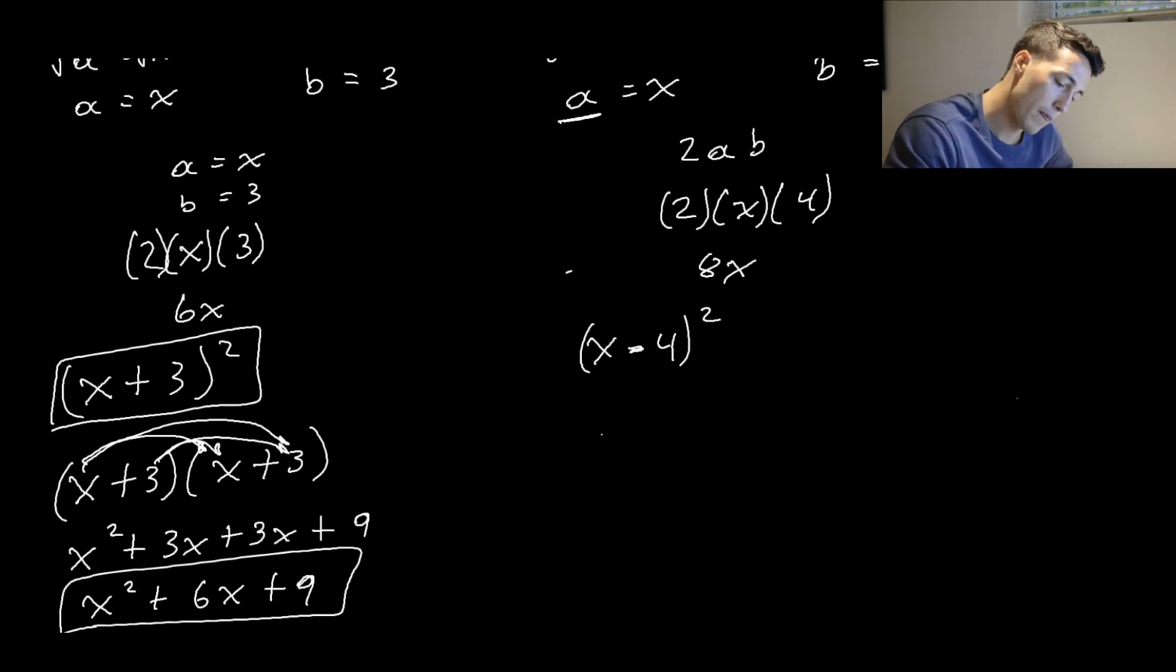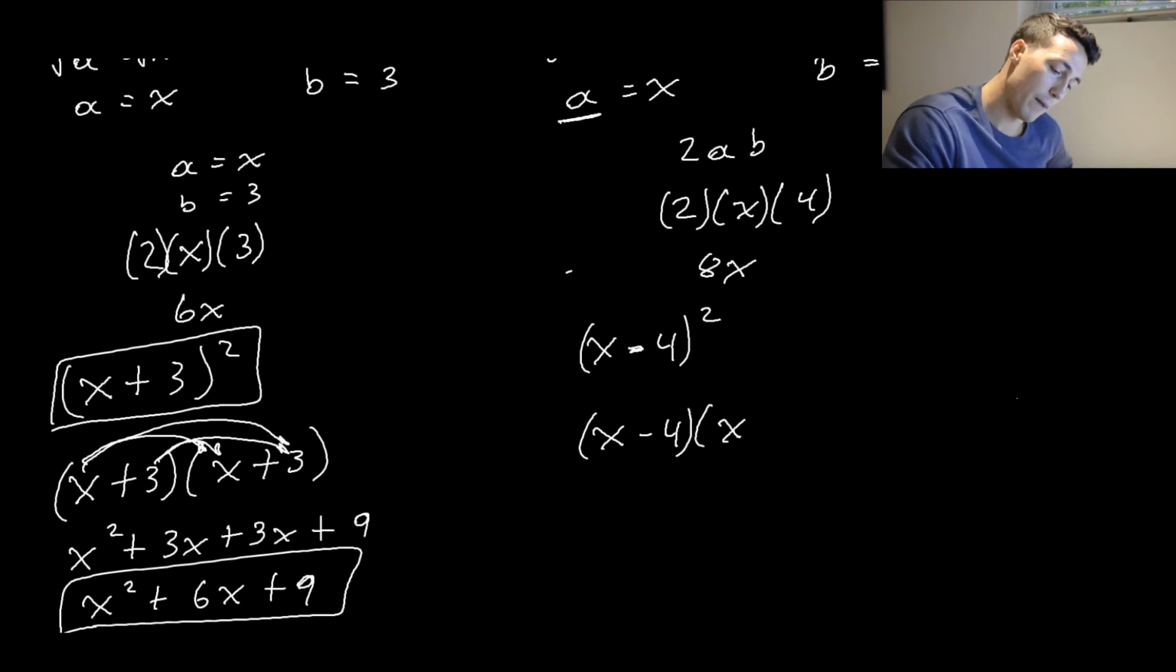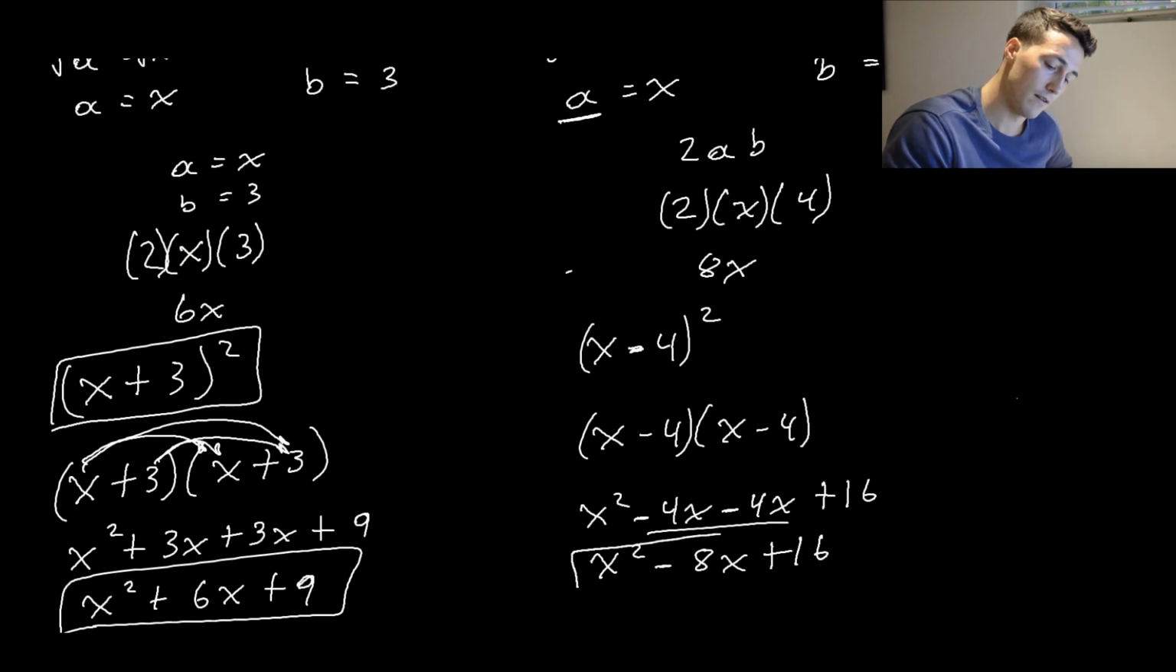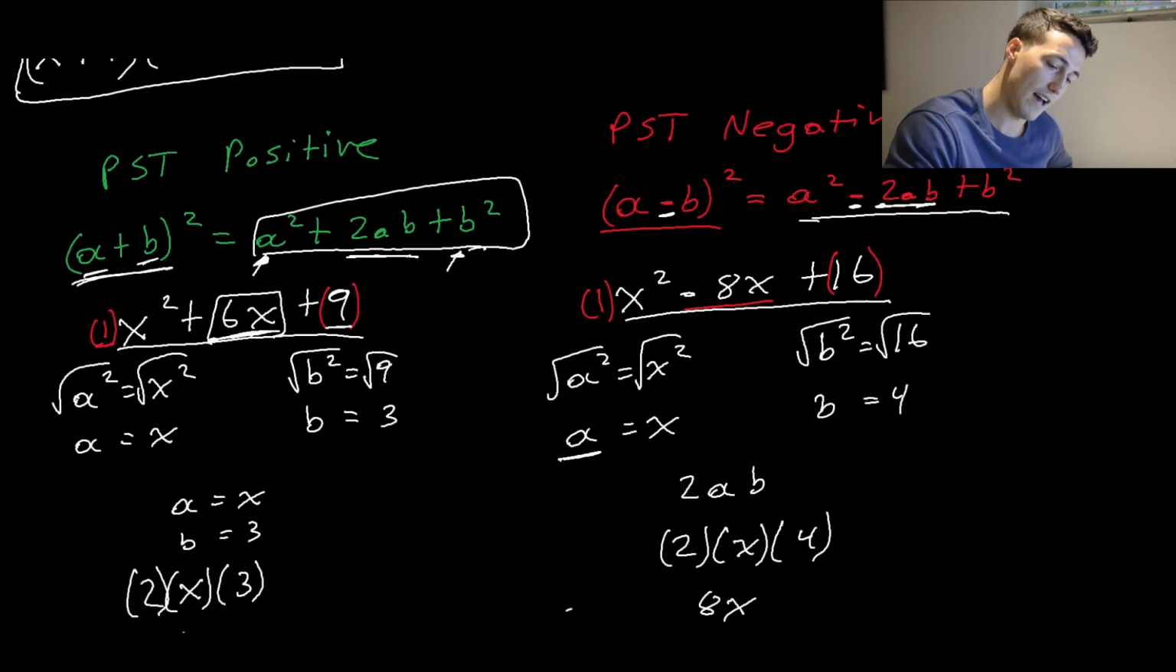And finally, if I want to prove it to you, it would be x minus 4 multiplied by x minus 4. And if I distribute, it's going to be x squared minus 4x again. And then negative 4 times negative 4, that's going to give us positive 16. So then our expanded answer is going to be x squared minus 8x, those two added together, plus 16. And that is the exact value we get up here. So we know that this factor worked.